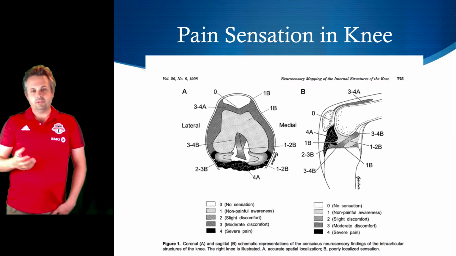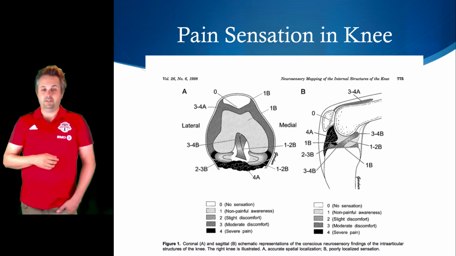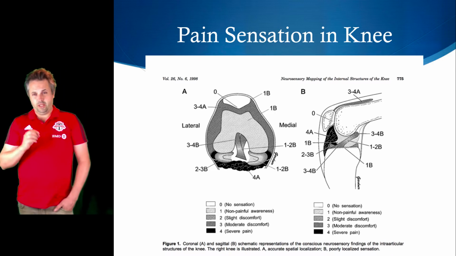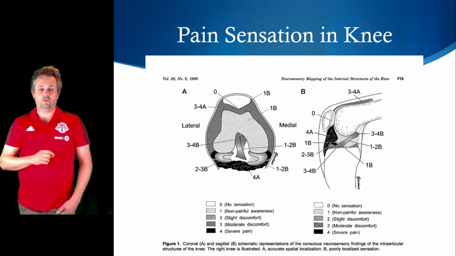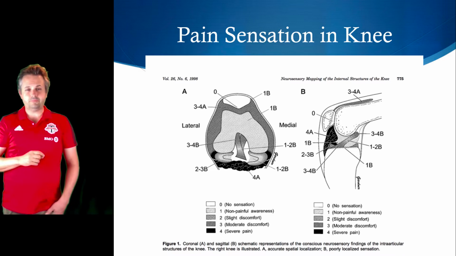What's most interesting about this is that by far and away the most sensitive tissue is the fat pad, Hoffa's fat pad, which lies underneath the patella as well as in between the patella and the trochlea, and can be contiguous with the ligamentum mucosum.